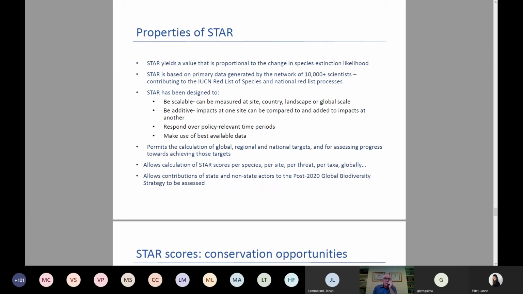So if you have 10 sites within one country and 10 sites within another country, you can see that the collective species extinction risk reduction potential across the 10 sites in one country is different to that in the 10 sites across the other. And you can also see what the contribution of those 10 sites is to a global target for conservation. And this is going to be, we hope, part of the metrics that will be used in the post-2020 Global Biodiversity Strategy, specifically for species conservation. So companies will be able to assess the extent to which they've contributed to those global targets by using STAR.